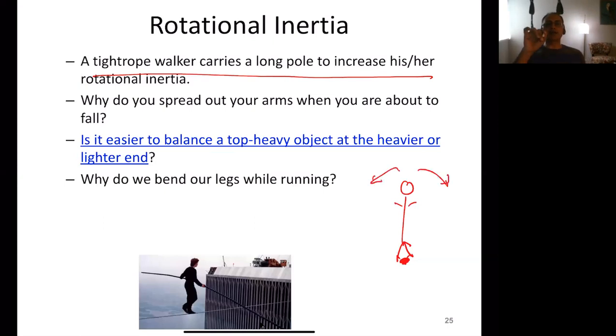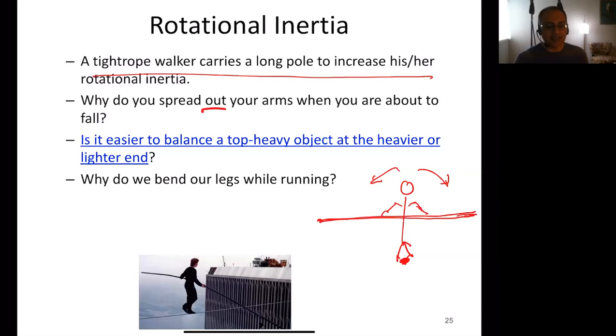Imagine that the rope comes out of the page and they're walking out of the page towards us. So in order to prevent themselves from falling, what they can do is they can increase their moment of inertia by holding on to this long pole. So this pole increases their moment of inertia because now they have more mass distributed away from the axis of rotation. And so that increases their moment of inertia, and it makes it harder for gravity to rotate them either one way or the other. That makes sense? So that is one application.